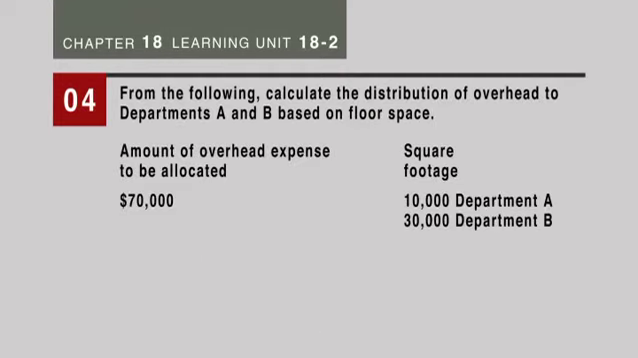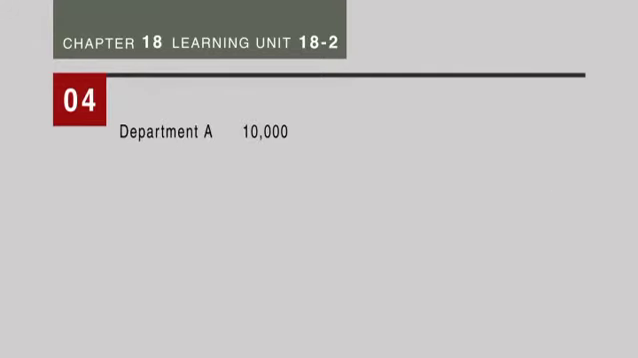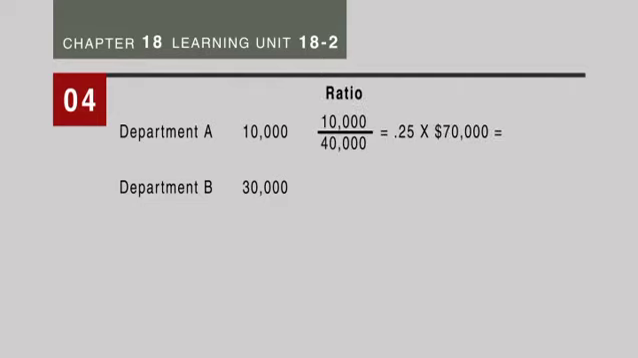Now we're going to look at distributing overhead to departments A and B based on floor space. So we take Department A, which has $10,000, and Department B, which has $30,000. And this is going to be totaled, $10,000 plus $30,000 is $40,000. So we've got a ratio of $10,000 divided by $40,000 is 0.25 for Department A. We multiply that by the $70,000, and we distribute to Department A $17,500 of overhead.